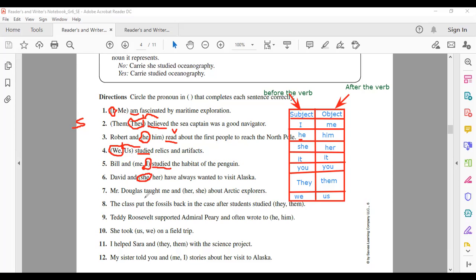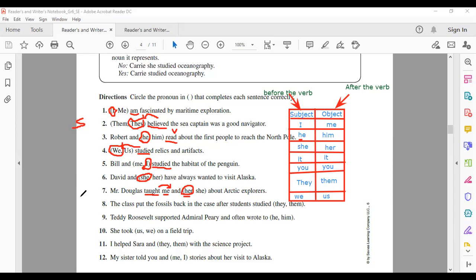Hi, Malak. Mr. Douglas taught me and her about Arctic explorers. So it would be her. Where is the verb, Malak? The verb is taught. Taught, excellent. And we said everything that comes after the verb are objects. So it would be me and her. Here we have two objects, me and her.